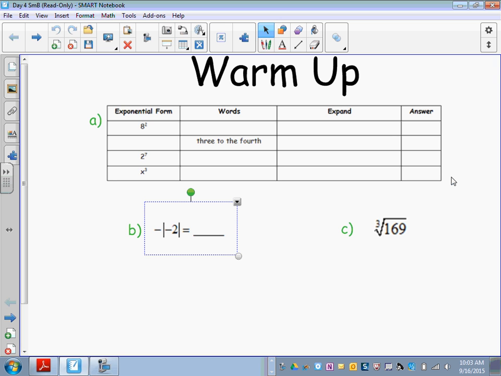So again, reviewing what we did two classes ago. We have just a little chart here dealing with exponents, writing it out with words, expanding it, and then finding what the actual value is. And then we have an absolute value, and we have a cube root.